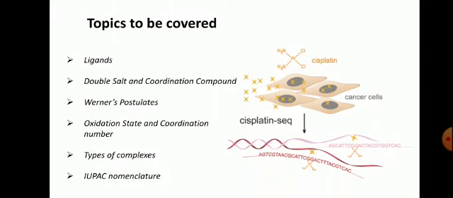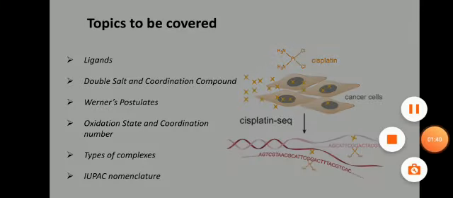You can see a diagram on your screen which is of cisplatin. Cisplatin again is a coordination compound. It is used in the treatment of cancer. This compound binds with DNA and inhibits the growth of cancer cells.